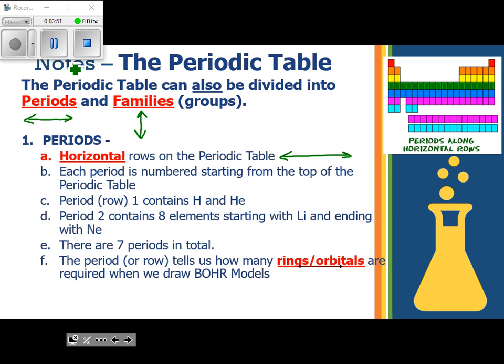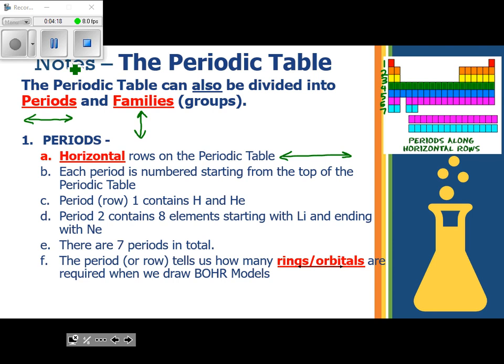Each period is numbered from the top of the periodic table, starting at row 1. So period or row 1, I'm just going to write it in up on this periodic table, only contains the elements hydrogen and helium. Period 2 starts with lithium and will end with neon. So there are 7 periods in total, so we can keep numbering them 1, 2, 3, 4, 5, 6, 7.